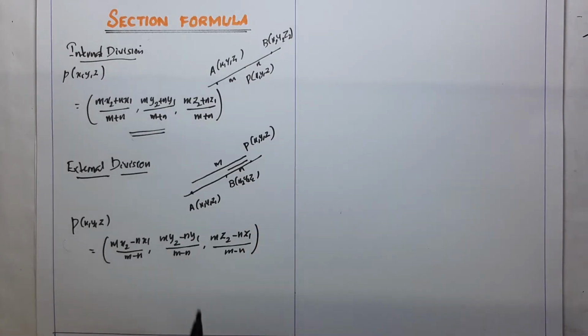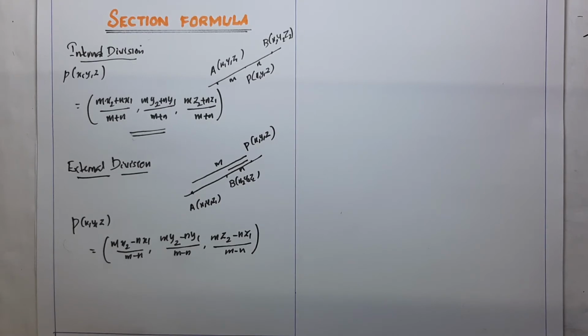Actually, the proof of this portion is not included in the syllabus. So we will avoid the proof. We want only the formula.